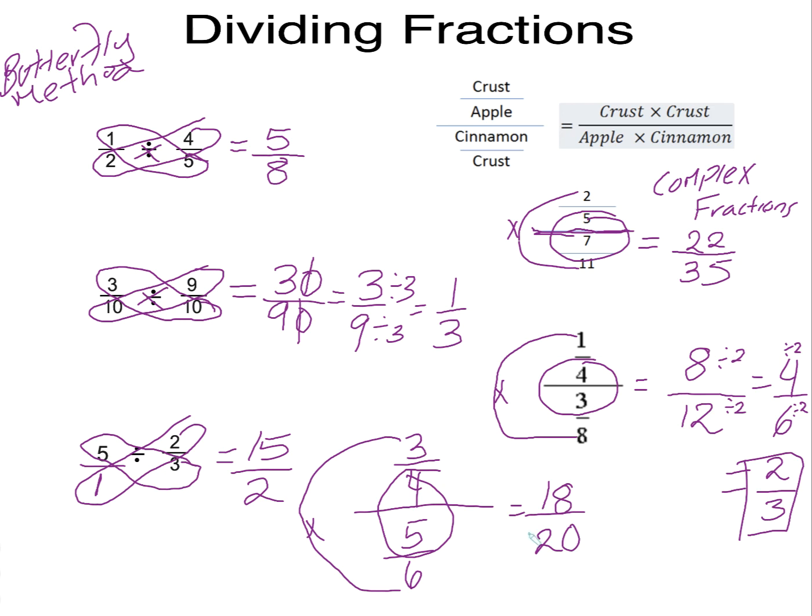18/20. Can we simplify that? Yes. They're even numbers. Even numbers are divisible by 2. Dividing by 2 is like halving. Half of 18 is 9. Half of 20 is 10. And your answer is 9/10, and you're finished.